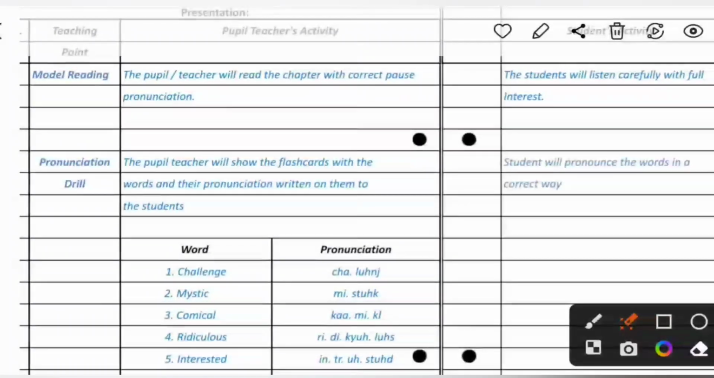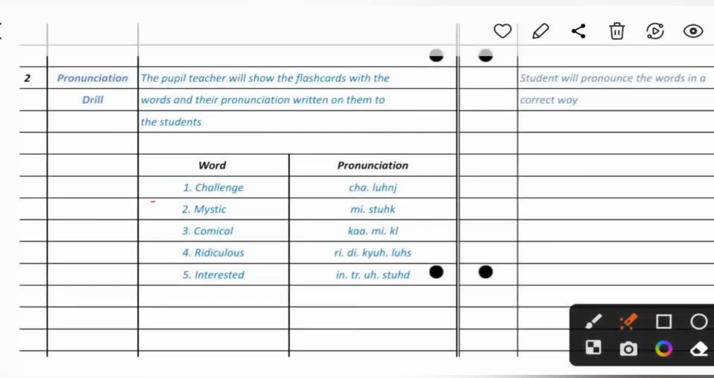Then you will write words and their pronunciation in the pupil teacher's activity column. So here the first word can be challenge and its pronunciation is written over here. The second word can be mystique, third can be comical, fourth can be ridiculous, and fifth can be interested.